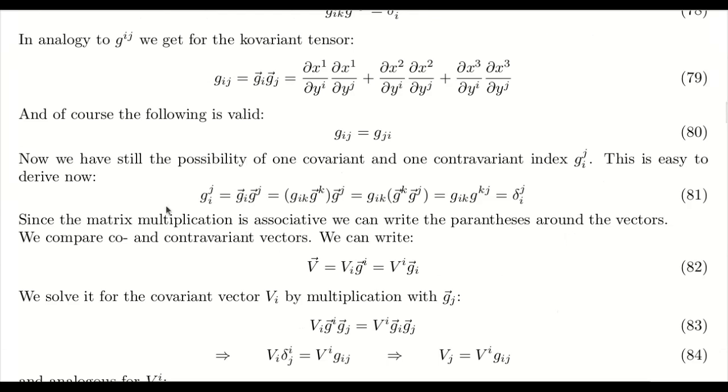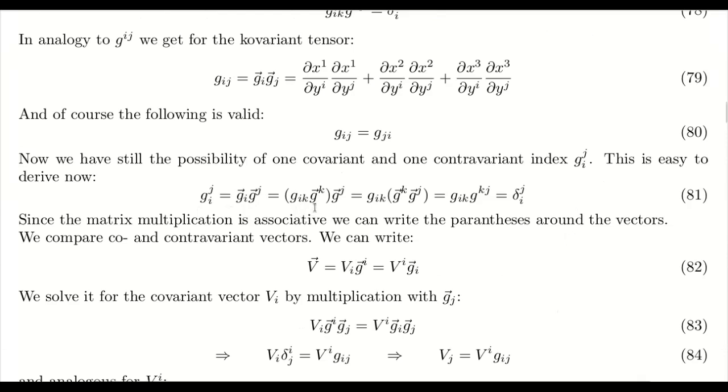Easily. The mixed co-contravariant matrix is again the product of the two G vectors. And for the covariant G vector here, we can write this.